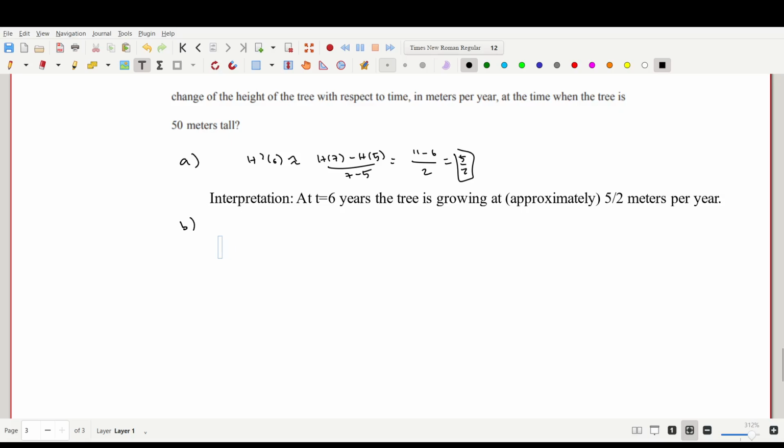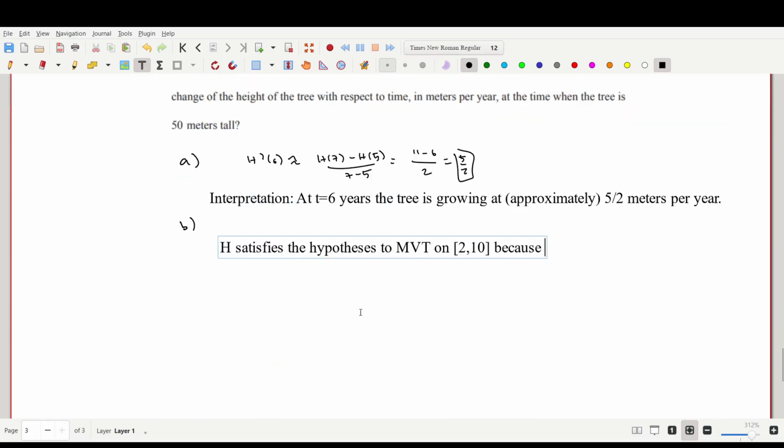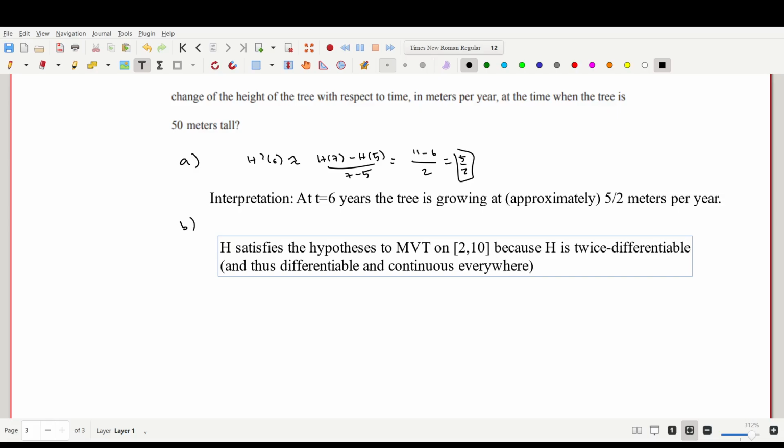So h satisfies the hypotheses of MVT, well, on what interval? I guess 2 to 10, right? Because h is differentiable, right? Twice differentiable. And then I might just say, and thus differentiable and thus continuous everywhere. All right, cool.